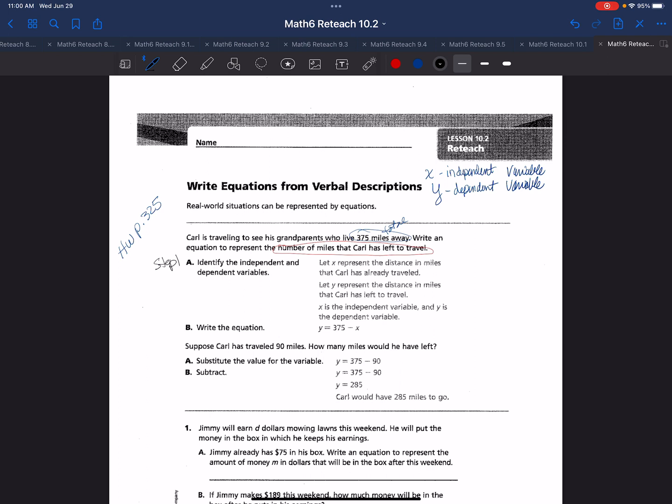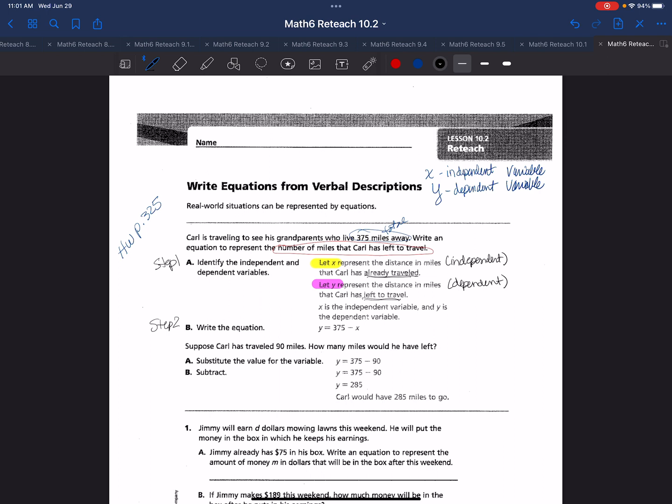Let X represent the distance traveled in miles that he has already traveled. That's going to be your X. And remember, your X will be your independent. And then we know it says here, let Y represent the distance in miles that he has left to travel. That will be your dependent. So X is the independent variable and Y is the dependent. So Y equals 375 minus X. That's step 2. We're going to write our equation.